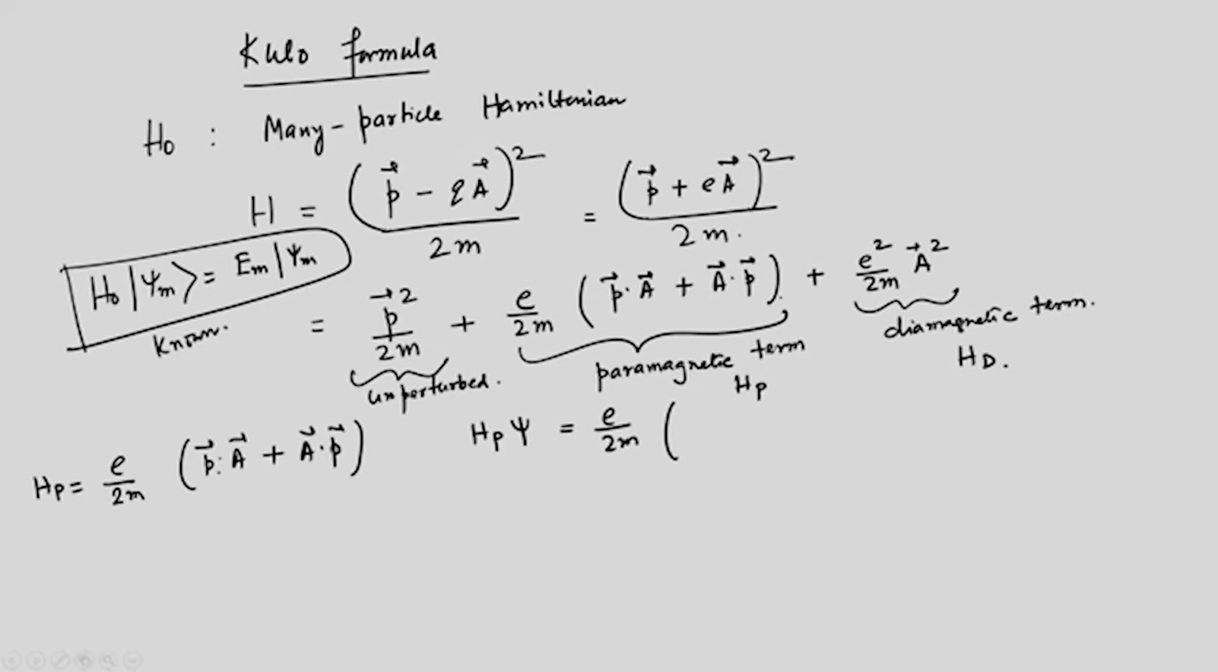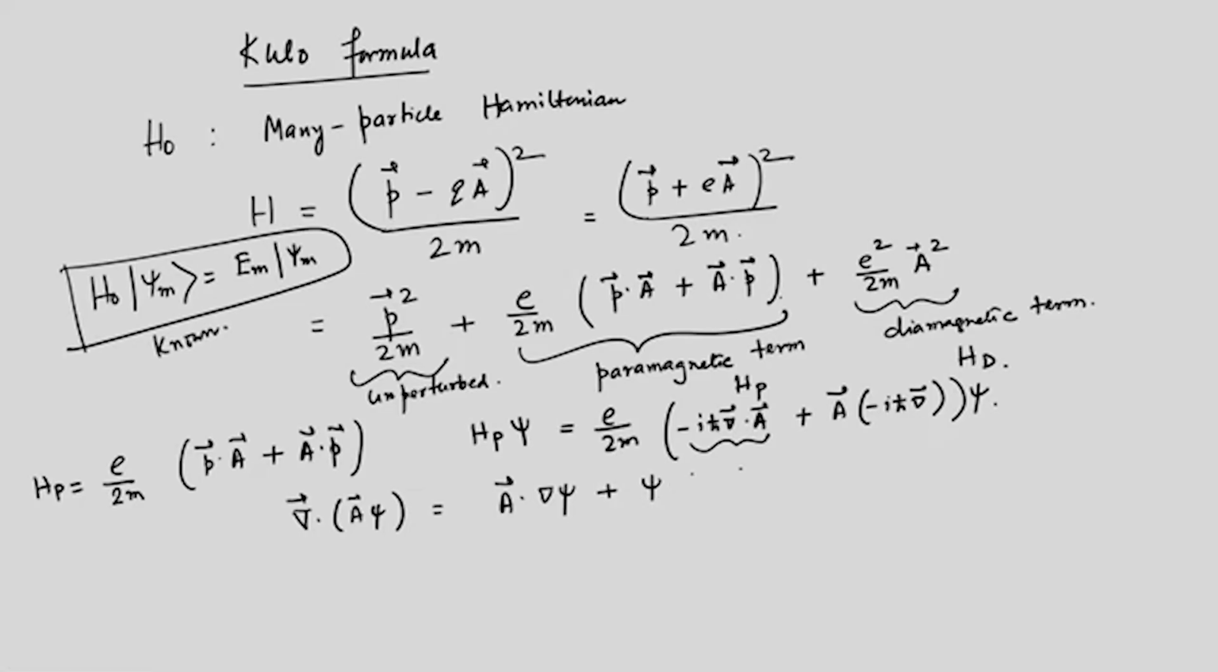Now, your p dot A is minus i h-bar del dotted with A, plus A into minus i h-bar del, and this acts on psi. Okay. So, look at this term. This term actually looks like del acting on A psi, where A is the vector potential. So, this is like A dot del psi plus psi del dot A. There are these two terms that are present.